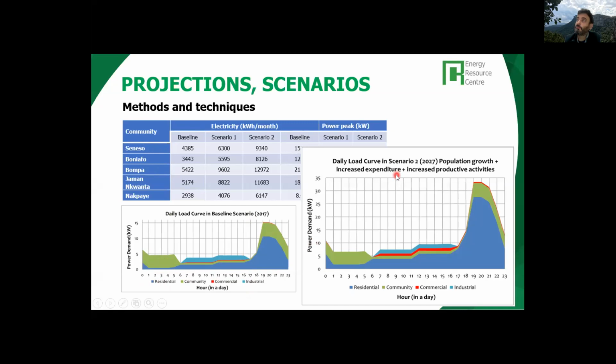But then we also built a couple of scenarios, considering demographic growth, population growth, but also increased productive activities, all right? The flourishing of shops, etc. in the community. This is why in the demand curve, the load profile, you can see for the same community, after 10 years, we were projecting a growth in the demand that was actually 4 times the initial demand projection. You can see the peak growing.